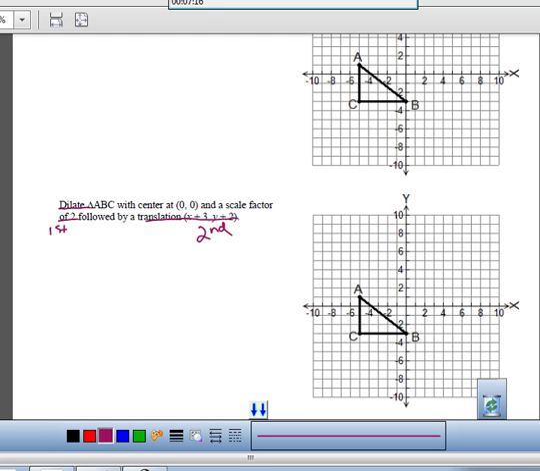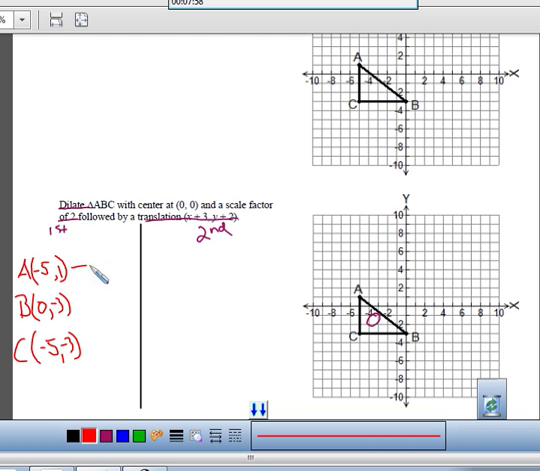So there's two things happening, so I split my workspace in half. First one, let me first mark this as the original. Alright, so first I'm going to dilate. So again, my A, B, and C are at negative 5, comma 1. B was at 0, negative 3. If you're wondering, you can look on the graph or you can look up above. It's the same A, B, C that we started with. And negative 5, negative 3.